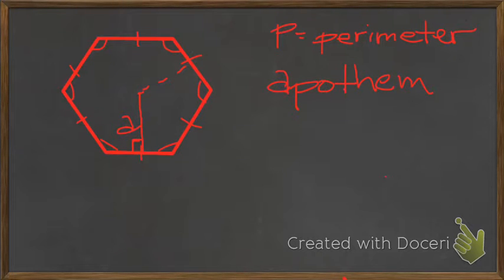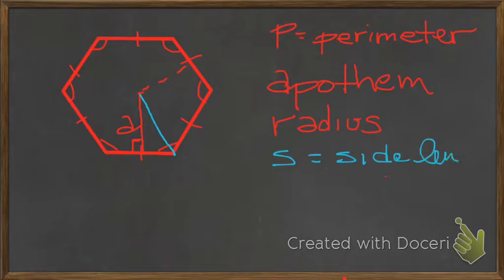Now there's one other term that we need to know, and you already know this term. It is radius. The radius of a polygon is the distance from the center to one of the vertices. One other piece of information we may need is how long the side length is, and usually we call that S. So S equals the side length. This here is S, or this is S, or this is S.